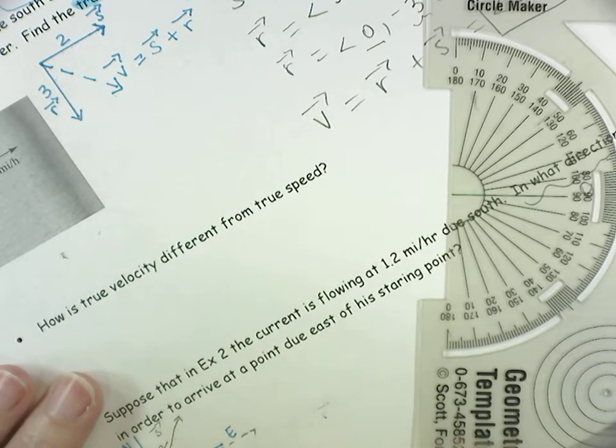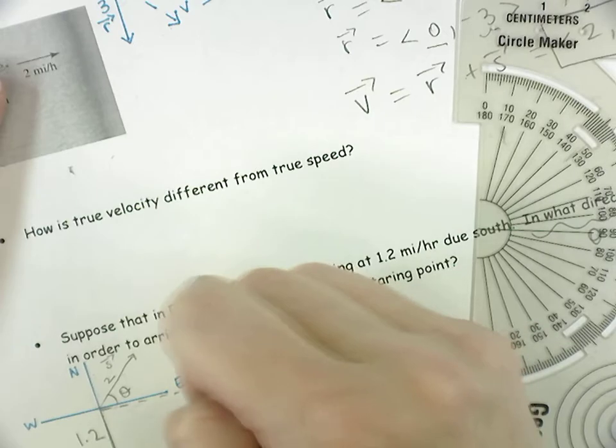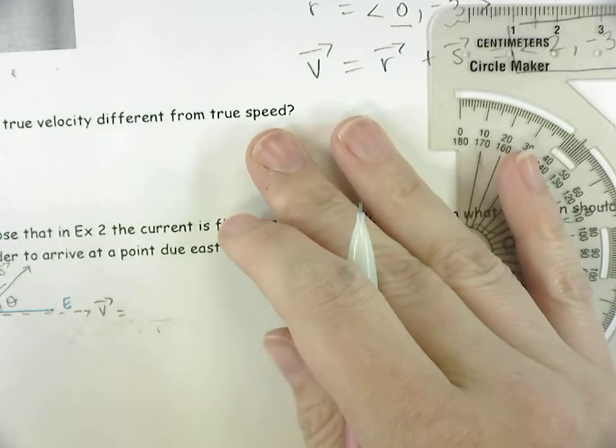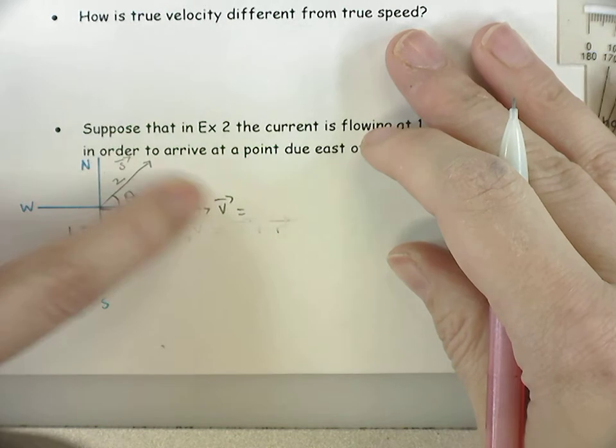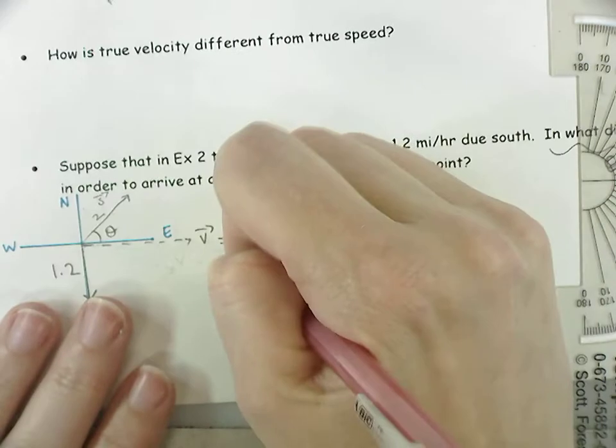Because you're going more north than east? Okay. And that's where he's trying to go, east. And that's where he'll actually go. He has to swim this way so that the river pushes him this way. He has to swim northwest so that it pushes him east.